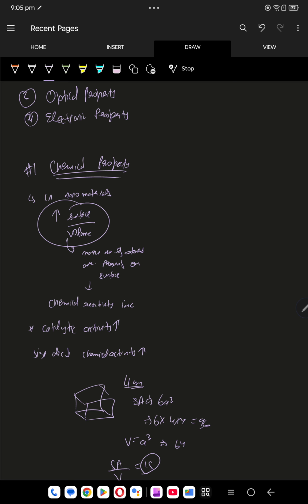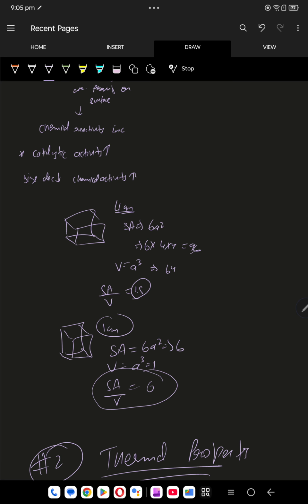Next, coming to thermal property. Melting point depends on the particle size in nanomaterials, and as size decreases, the melting temperature also decreases. Here the atoms are not so tightly bonded, so they can move freely. That's why melting is easier here compared to bulk. So nanoparticles melt easily compared to bulk materials.